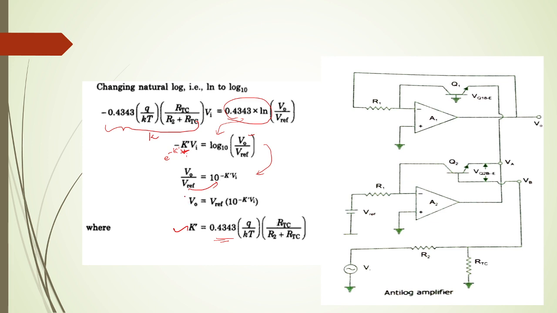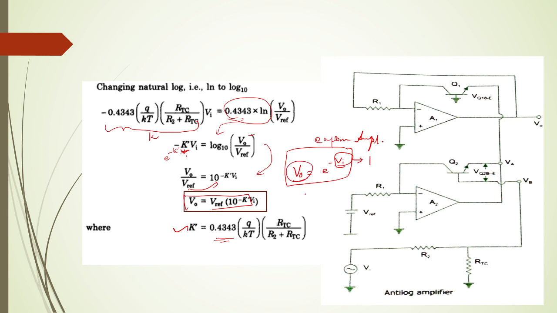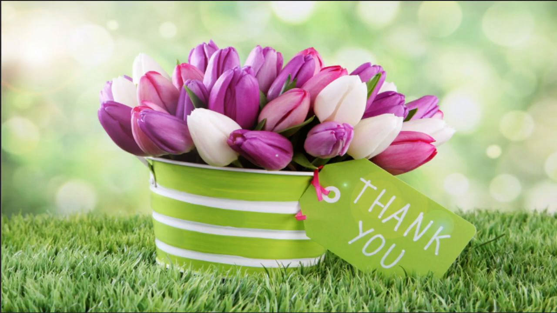So bring it to this side. So this is our final value. That is, V0, the output, is equal to exponential of the input. So this circuit is also called an exponential amplifier. What it means is, if we change the input by at least one volt, a main difference occurs at the output. So a small change in the input gives a drastic change in the output, so it is called an exponential amplifier. Thank you.